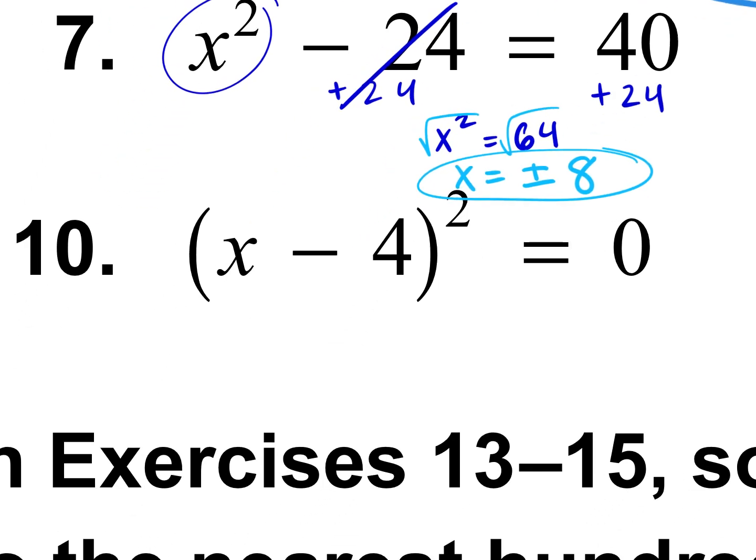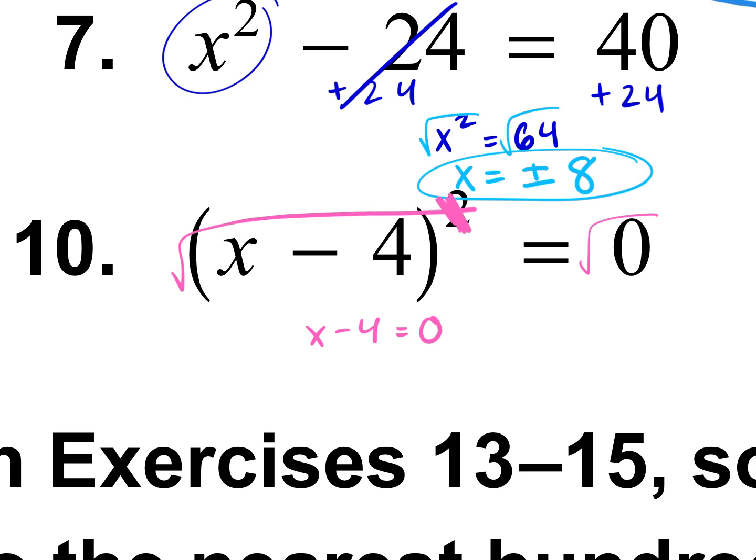What about for number 10? Square root. Awesome. Since that parentheses squared is already all by itself, we're going to take the square root of both sides to cancel out with the squared. So x minus 4 is equal to, what's the square root of 0? 0. Do we need the plus or minus if it's 0? No, nope, just 0. Because the square root is just canceling out with the squared part.